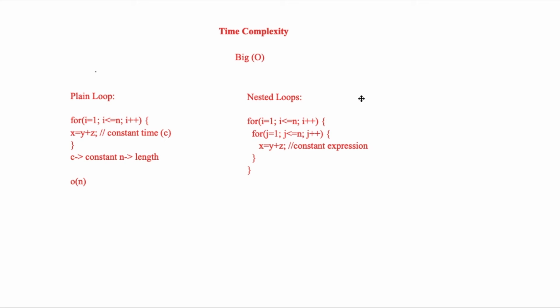As we know, the internal statement is a constant, and constants are ignored when we are calculating the time complexity. So n into n, we will say the time complexity for this particular nested loop, where the expression is constant, is n square, that is O of n square.